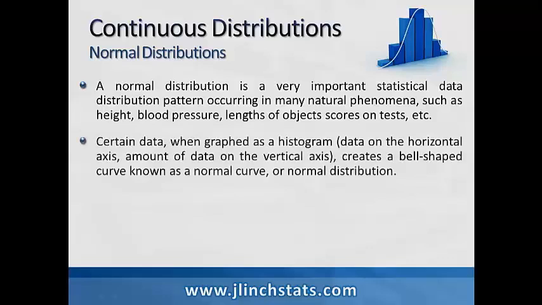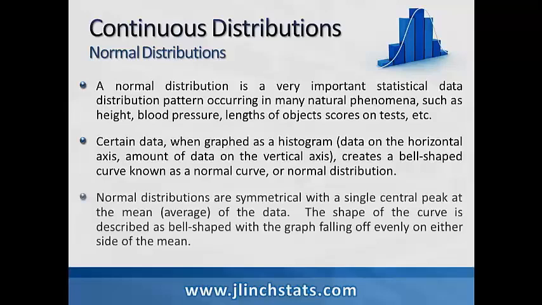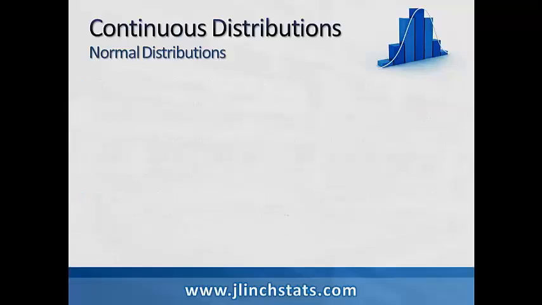Certain data, when graphed as a histogram, with data on the horizontal axis and amount of data on the vertical axis, creates a bell-shaped curve known as a normal curve or a normal distribution. Normal distributions are symmetrical by nature with a single central peak at the mean, which represents the average of the data. The shape of the curve is described as bell-shaped, with the graph falling off evenly on either side of the mean. We're going to see that the graph falls off and creates these tail regions, and that there is symmetry about the center.